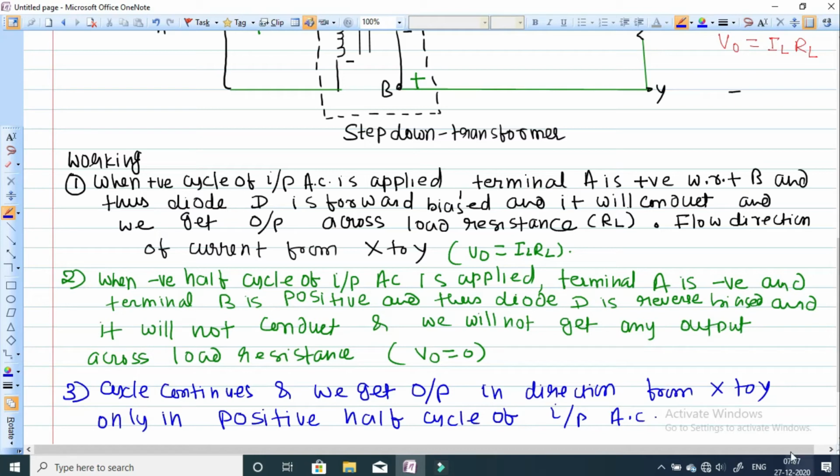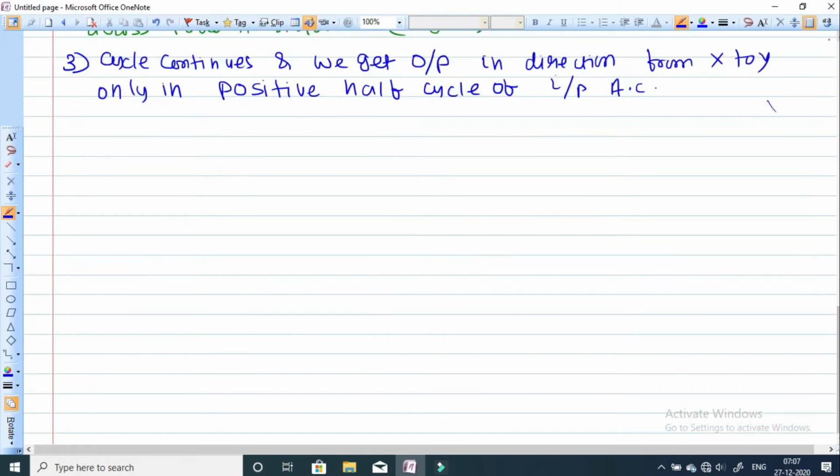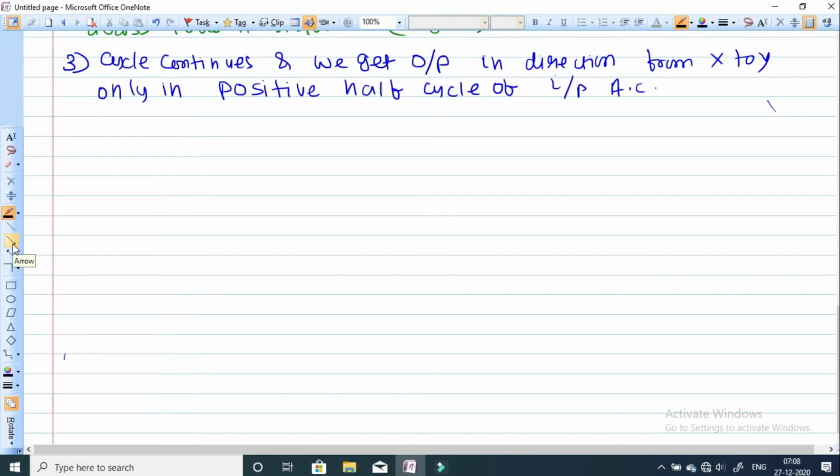The waveform of input and output we will see one by one. So this is the waveform now. This is the waveform of the half wave rectifier for input and output. Let me draw the waveform. Let me choose the axis first. This is the x-axis. Now we can draw two lines.